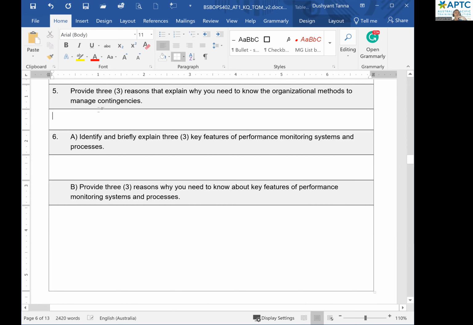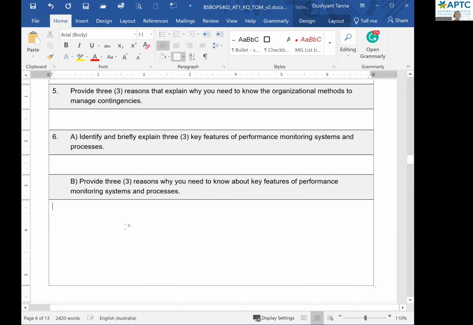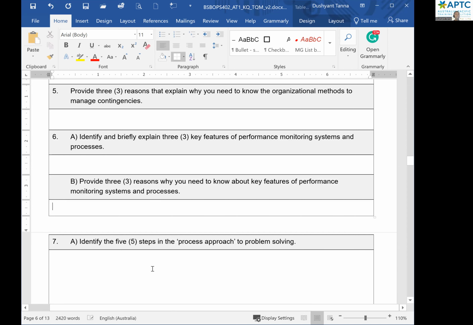Number 5. What are the 3 reasons that explain why you need to know the organization's method to manage contingency? Number 1, if I manage on my own, I'm the one liable for any consequences. That's why I need to know how the organization would do it themselves. If someone is not doing their part and I take action on my own and they complain, I'm in more trouble than them. That's why I need to know the organization's standard process before I take care of anything.